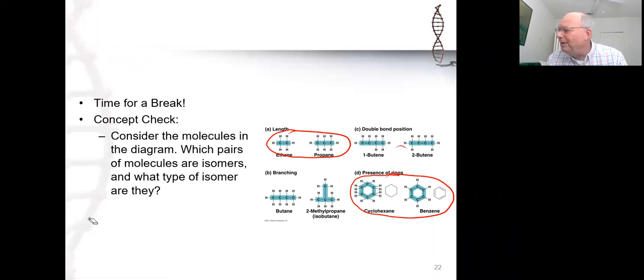Well, the key is same formula, different structure. So these would be structural isomers. Then of course down here, well, these are the original structural isomers that we looked at. So again, these would be structural. So yes, there are 2 sets of isomers here. Both of them are structural. Hopefully you saw that.